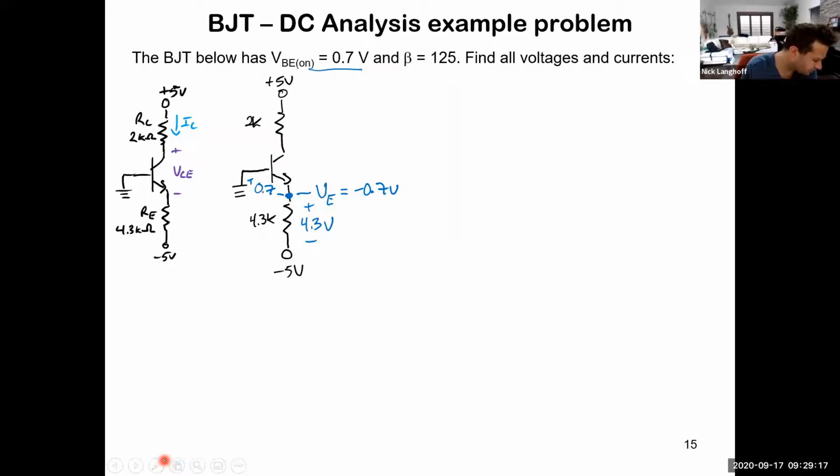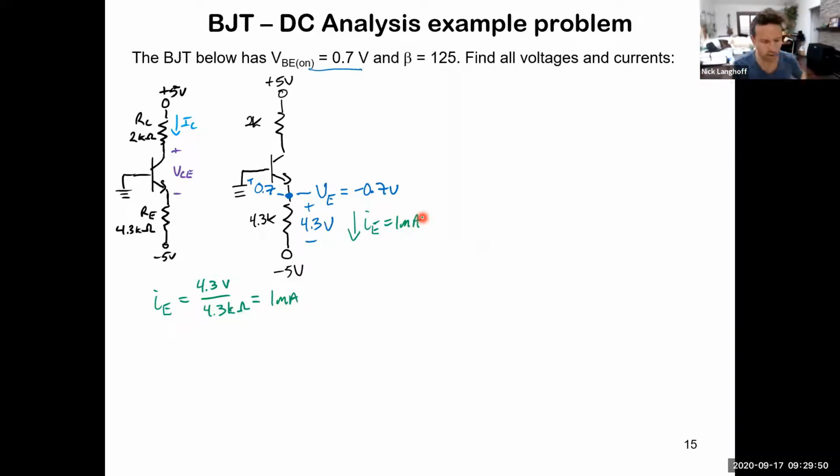Okay, now we can start writing in everything that we can fill in. And if I've got 4.3 volts, let's say we wanted to find IE. IE is the current going through that 4.3 kilo ohm resistor. It's 4.3 volts divided by 4.3 kilo ohms, which is 1 milliamp, a nice round number. So IE is equal to 1 milliamp. Now remember, we want to be able to find all the voltages and currents. That's what we've been asked to find.